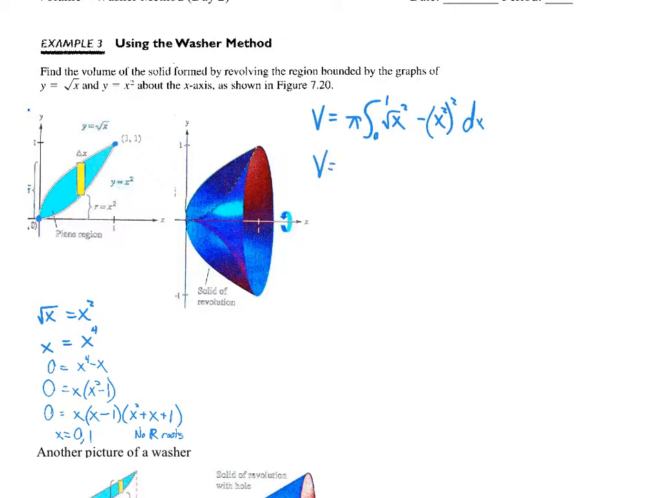Remember, you take the upper function. The upper function in this case was that square root function. Okay, so here is square root of x. And this lower function here was the portion of the x squared function.